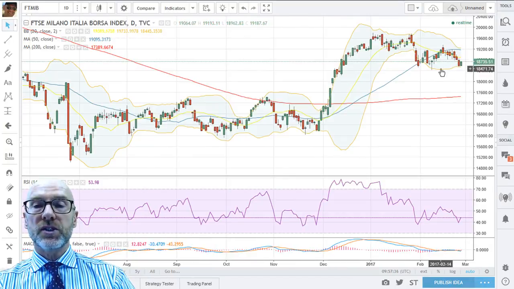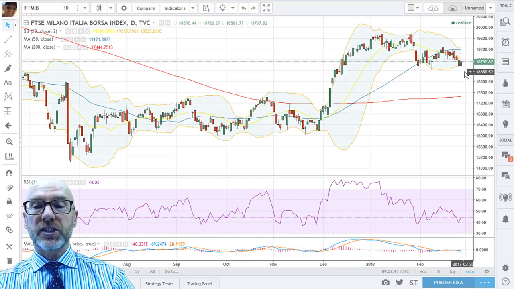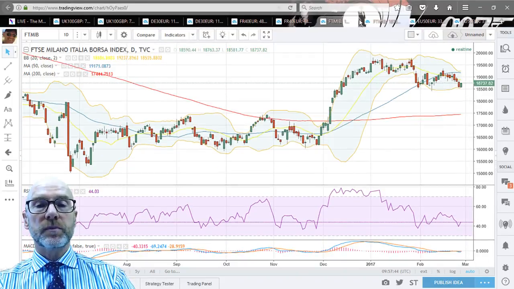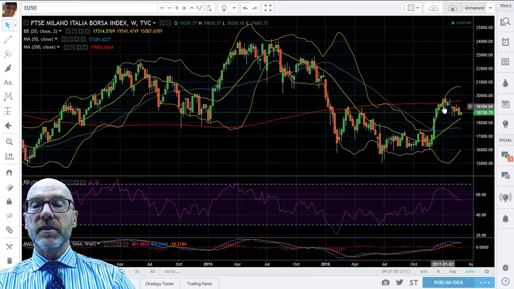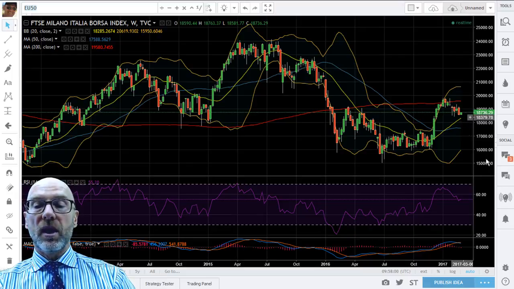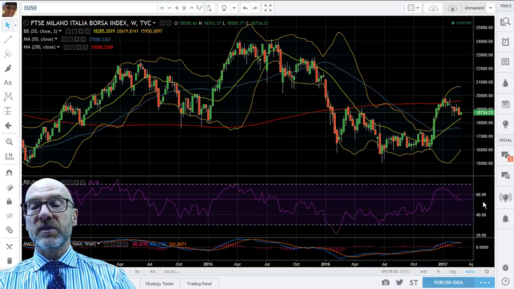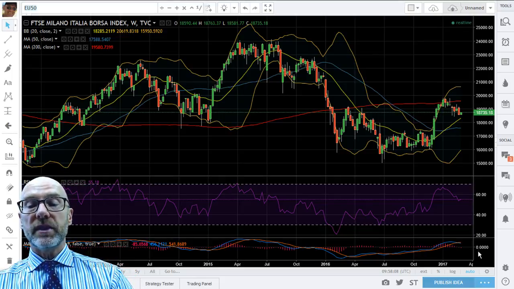The supports are seen here and here, and I just see them being tested. On the longer term, on the weekly, you can see that the market failed to hold above the 200-week moving average, and will get immediate support from the 20-week coming in. RSI here again is slightly negative, 55.18, but certainly in a downtrend, and the MACD is rolling over.